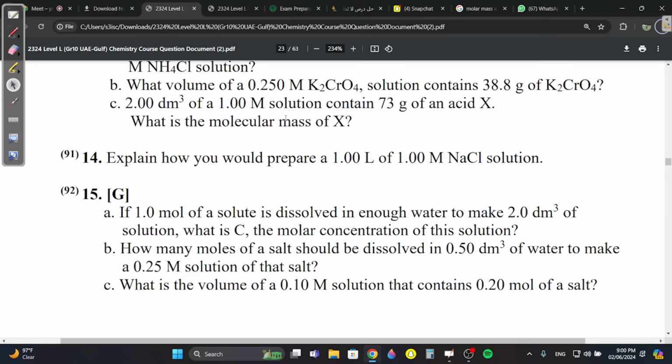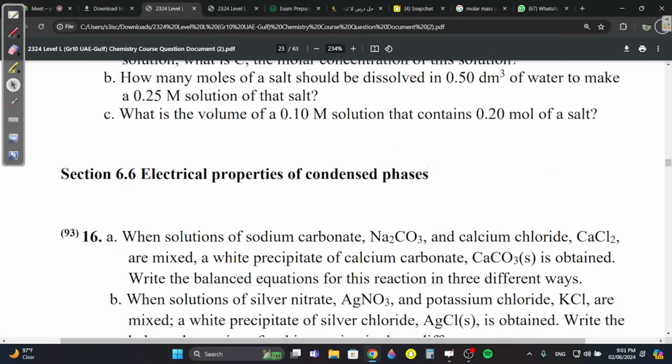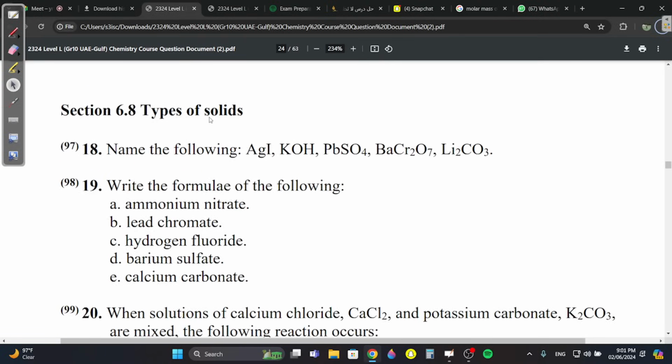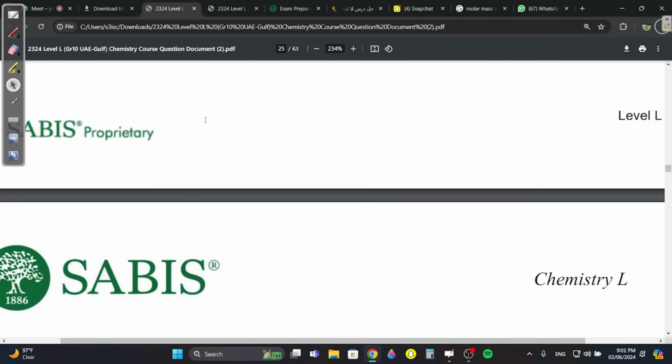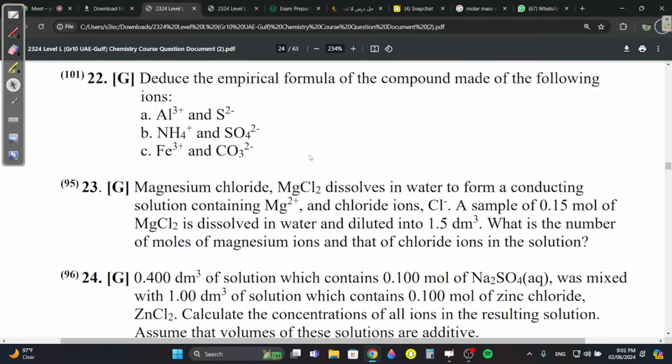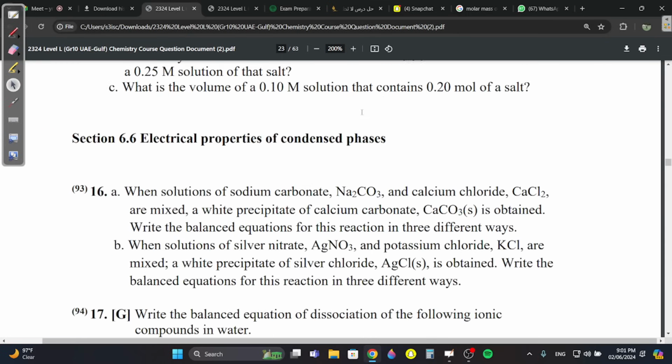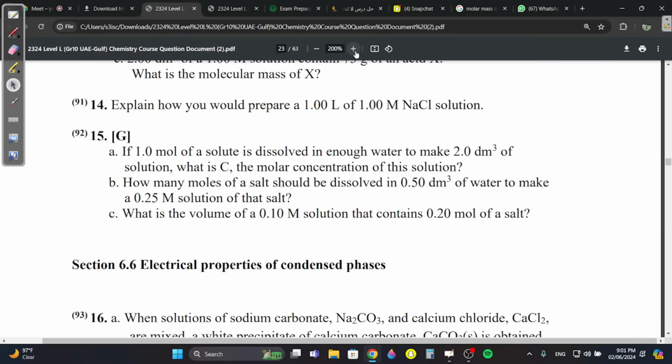Skip. Okay, so we don't have much left. Question 15, 17, and 22, 20. We have five questions left. Not much left, let's get them over with.